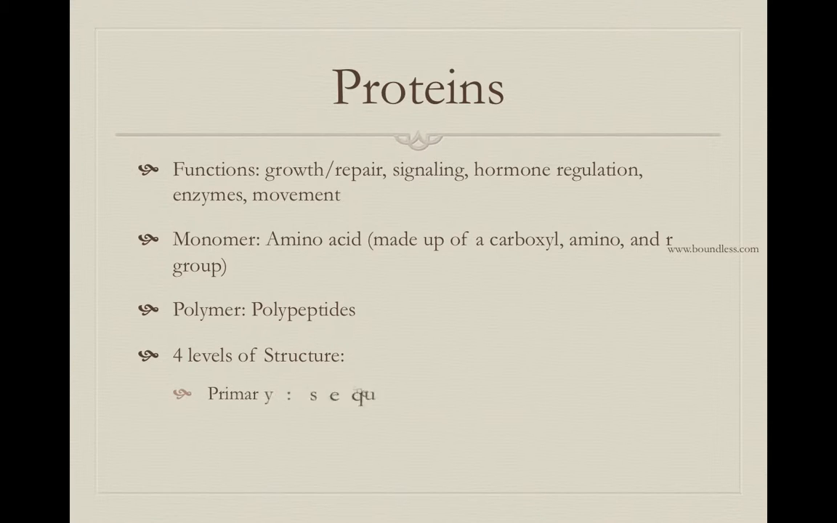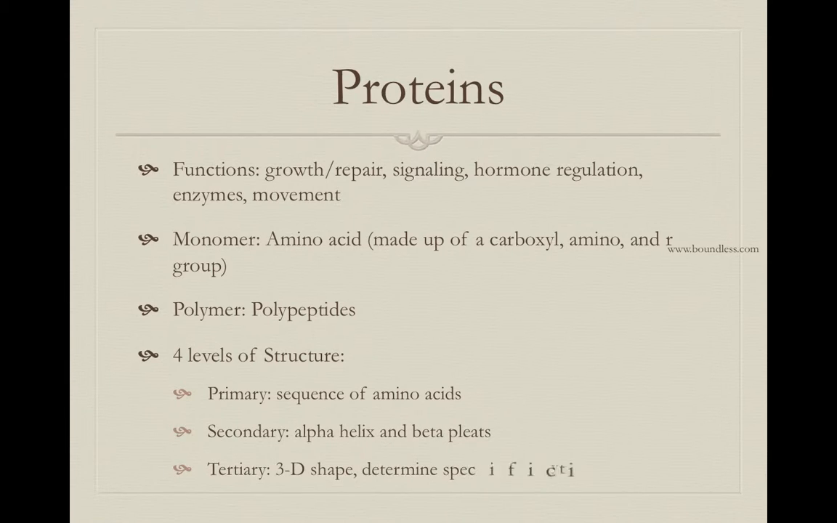Now there are 4 levels of structure here. We have a primary, which is a sequence of amino acids. Secondary, which is the alpha helix and the beta pleats. Tertiary, which is a 3D shape, and it determines specificity, and quaternary, which is basically more than one polypeptide.